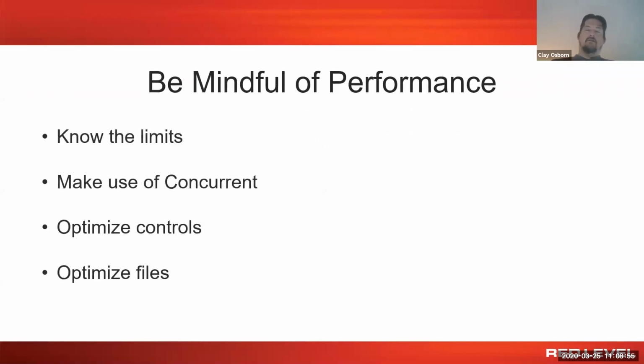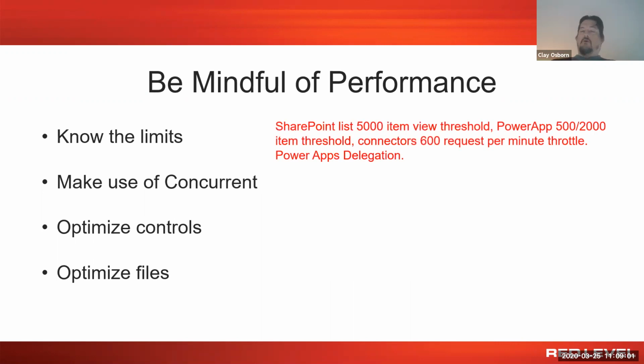So the next big tip is be mindful of performance. Now, in Power Apps, there are some limitations you have to be aware of. Know the limits of the platform. So of course, if you're using SharePoint as your backend, there is that 5,000 item view threshold that you have to be aware of. You can't query for more than 5,000 items at a time. It'll error out. You can't return more than 5,000 items in a single query.